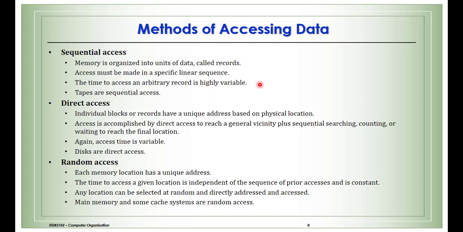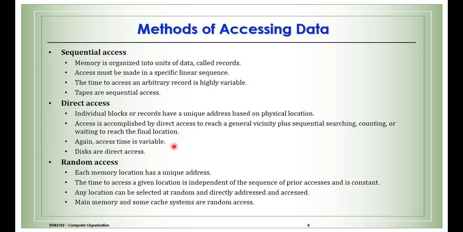The second method is the direct access. With direct access, we can access the location of the data directly, but there is some time to reach that data. So for example, on the CD, we need some time to seek or find the location of the data, then we can read it directly.